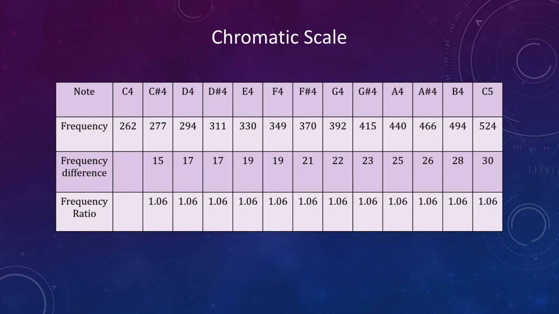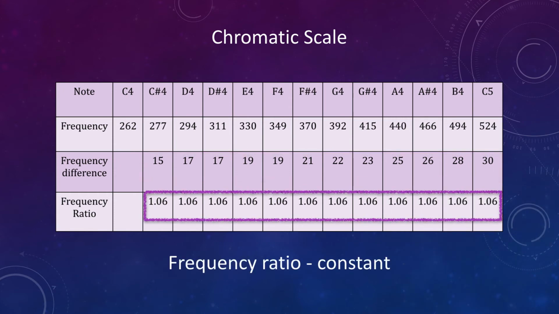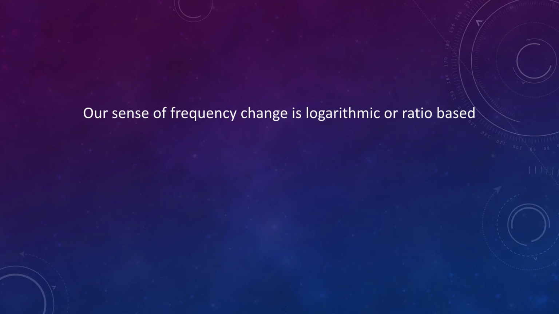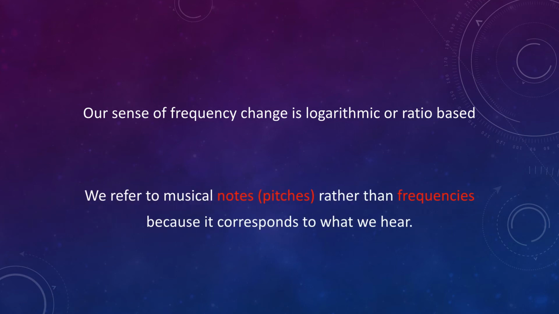As it turns out, and as you might expect, since frequency of octaves increases exponentially, the frequency difference from note to note increases exponentially. Yet, the frequency ratio from note to note is the same, and to our ear, the difference from note to note sounds the same. So, once again, you can see that our sense of frequency change is logarithmic or ratio-based, not linear, and that's why we refer to musical notes rather than frequencies. It's more convenient, and it corresponds to what we hear.